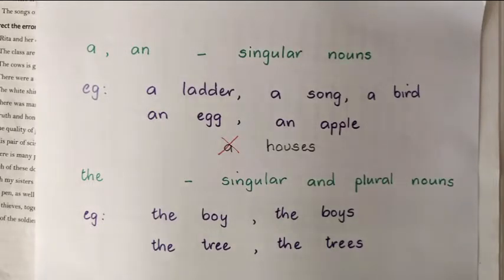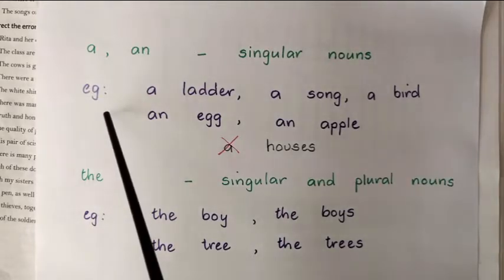So in the case of a and an, these two articles are used with singular nouns, and they are used to show any kind of noun. They point to any kind of noun. It doesn't matter what noun we are talking about. Remember, nouns are persons, places, animals, or things.